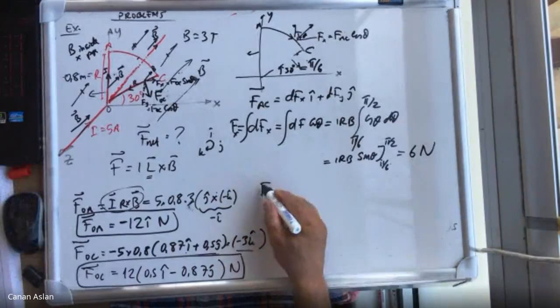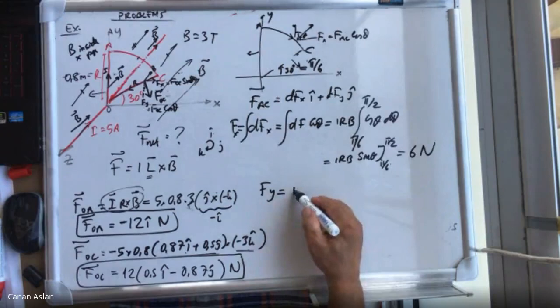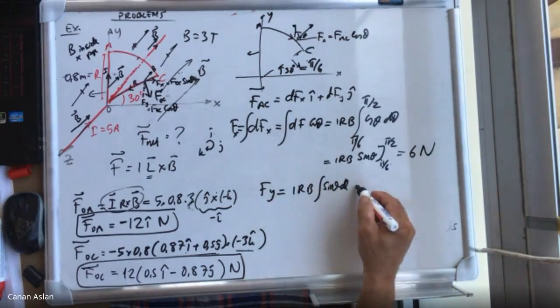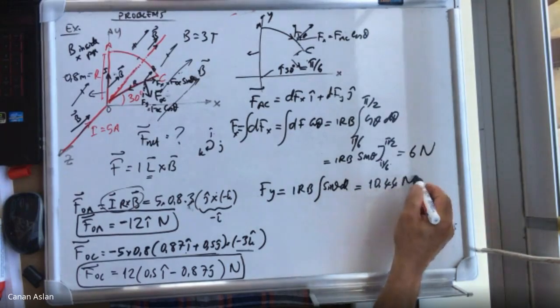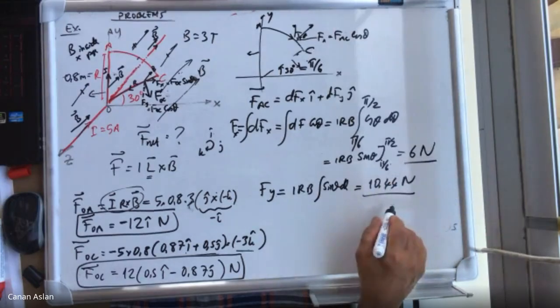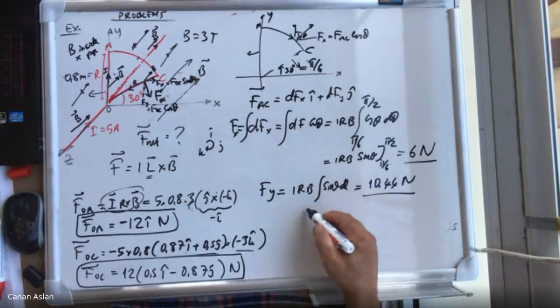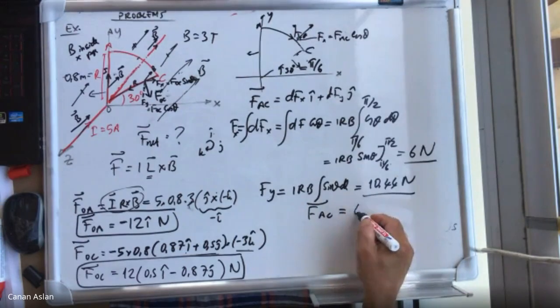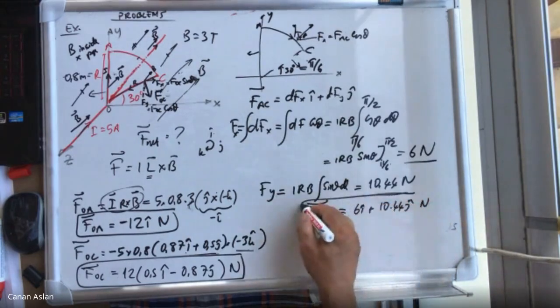And Fy is simply IRB times the integral of sine theta d theta with the same limits, of course, and it is given by 10.44 newtons. So you get the two forces for this curved part. And in this case, F_AC will be given, in vector notation, of course, as 6I plus 10.44 J newtons. So this is the result.